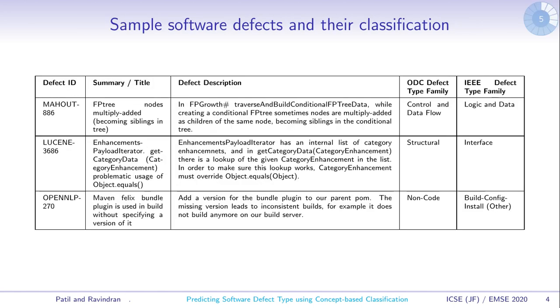The goal of this paper is to automatically predict the defect type of a software defect using the textual descriptions. As an illustration, the table shows the three sample defect types classified using the IEEE scheme as well as the customized scheme used by Thung et al. to establish the current state of the art.